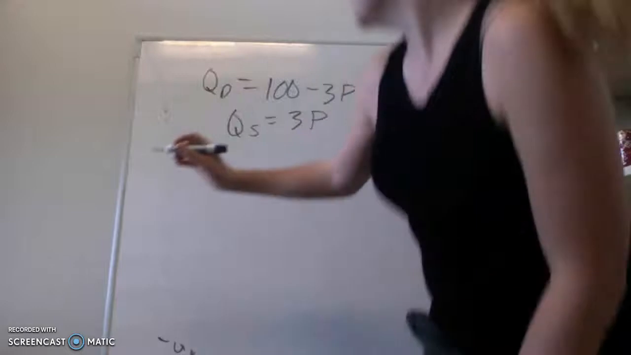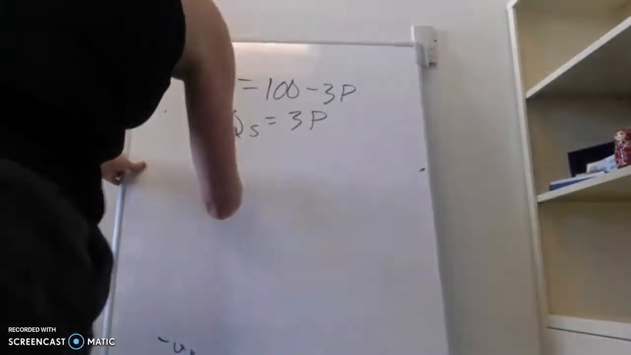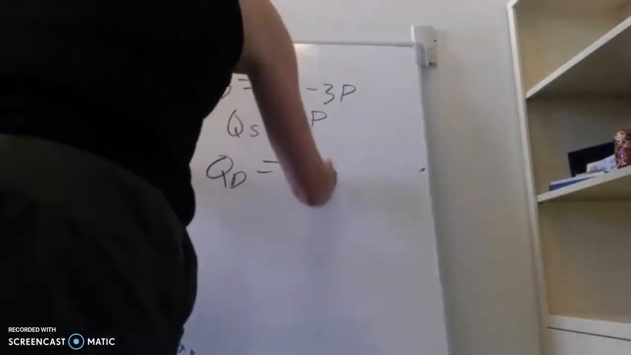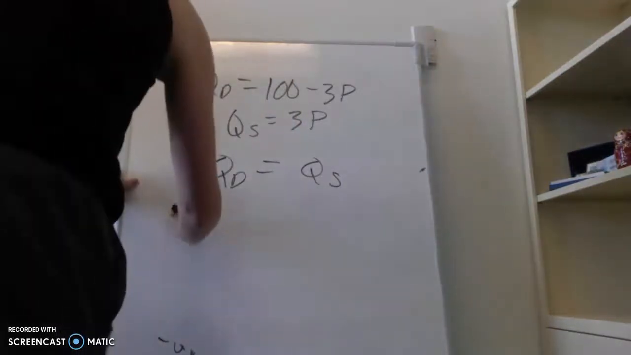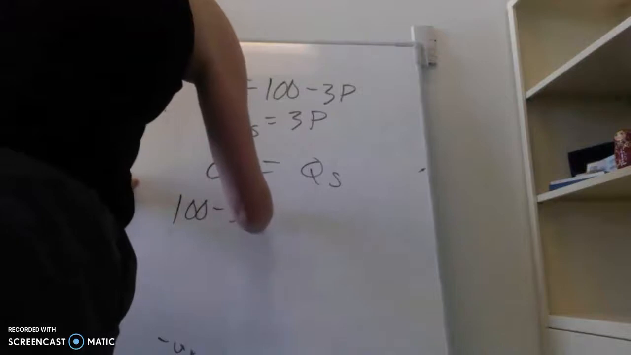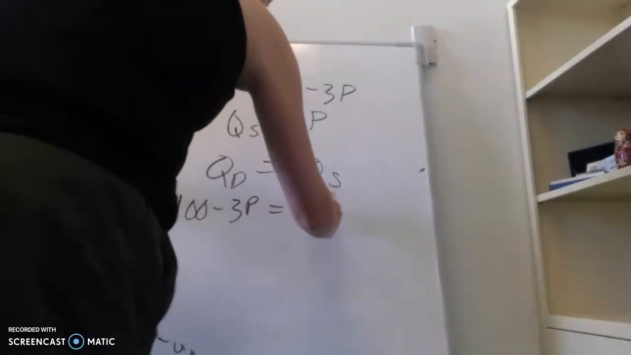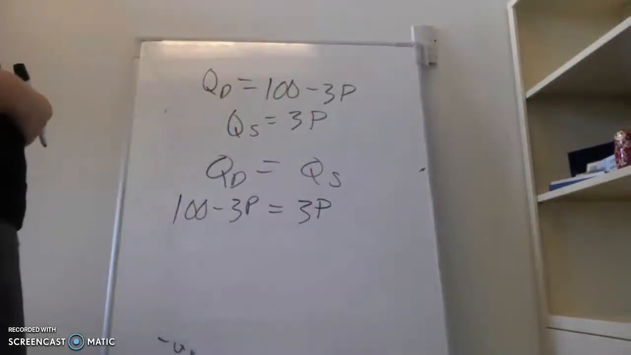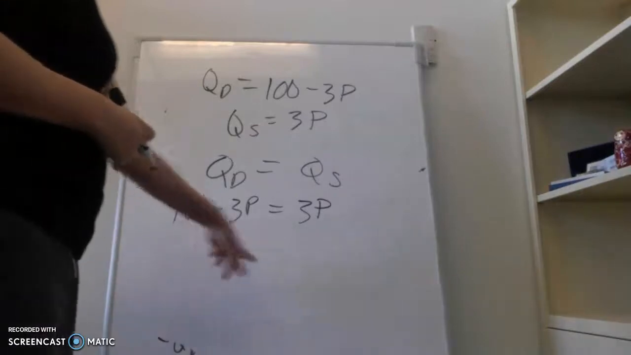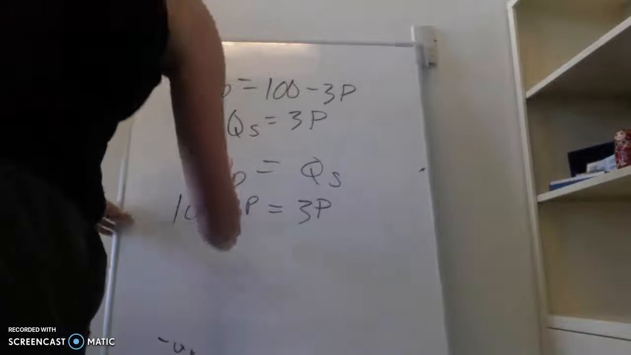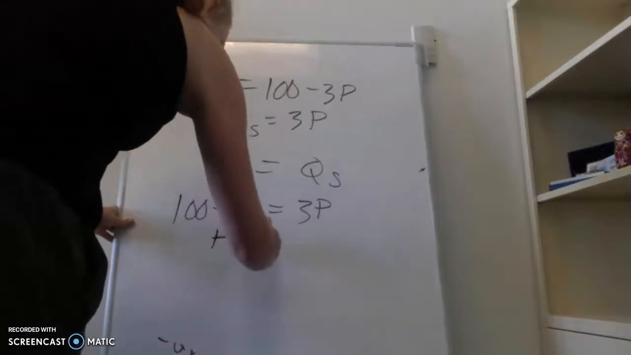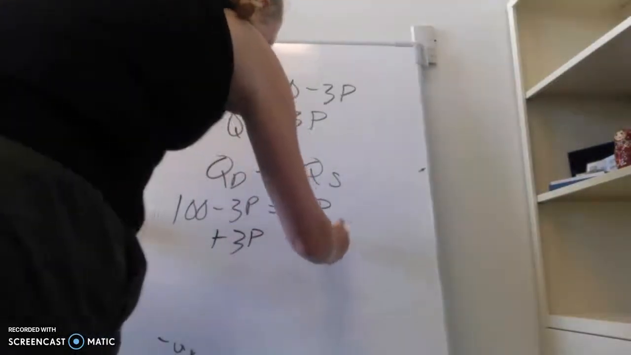All right, so what we do here is we just set quantity demanded equal to quantity supplied. So you're going to take 100 minus 3p is equal to 3p. Okay, so when I look at this, I always want to move the negative numbers to the other side first. It's just easier that way. So I'm going to add 3p to this side. I'm going to add 3p to this side.